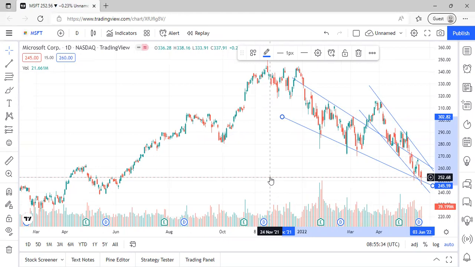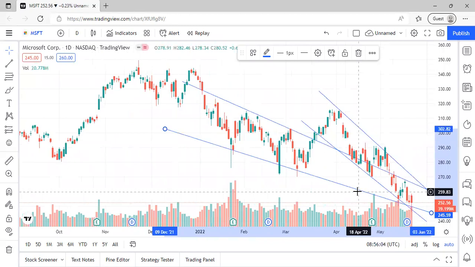Just to repeat, if the price goes beyond the first line of support, it would likely be at 252 or 251 USD. That's the first support line. And if it's breached, the next support line would likely be at 240 or 239, thereabout. So that is the first support and the second support. Clear? Right.